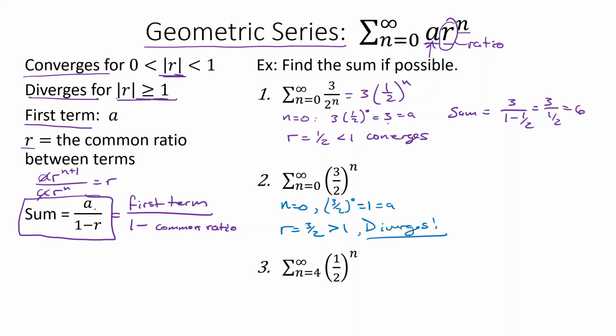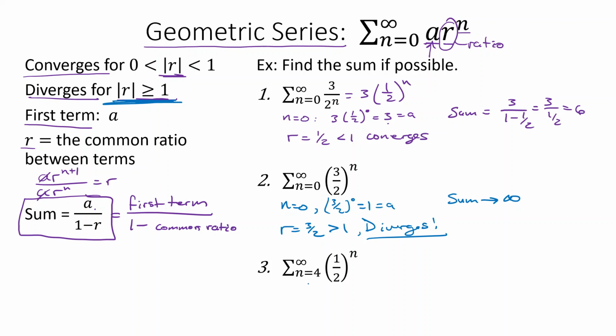All right, if r is greater than 1, it diverges. So we can't find the sum. The sum goes to infinity. We keep adding bigger and bigger things. This would keep getting bigger and bigger numbers. It would go to infinity.